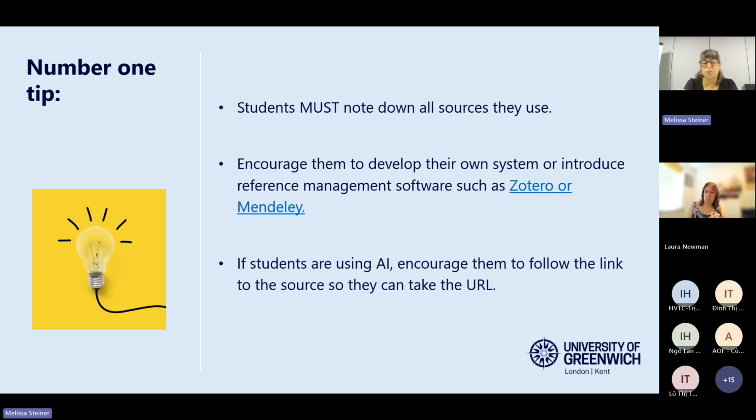It's like their own personal library, and it's where they can upload academic articles and other material that they use for their assignments, which will have all the citation information that they need for referencing. I won't go into detail about Zotero or Mendeley, but if you're interested, the link will be in the slides so you can have a look at our guide. But whatever system students use, the main thing is that they need to write down where their sources came from. So this is especially important if they are using generative AI for literature searching. They do need to follow that link to the source so they can take down the URL so they can reference it correctly.